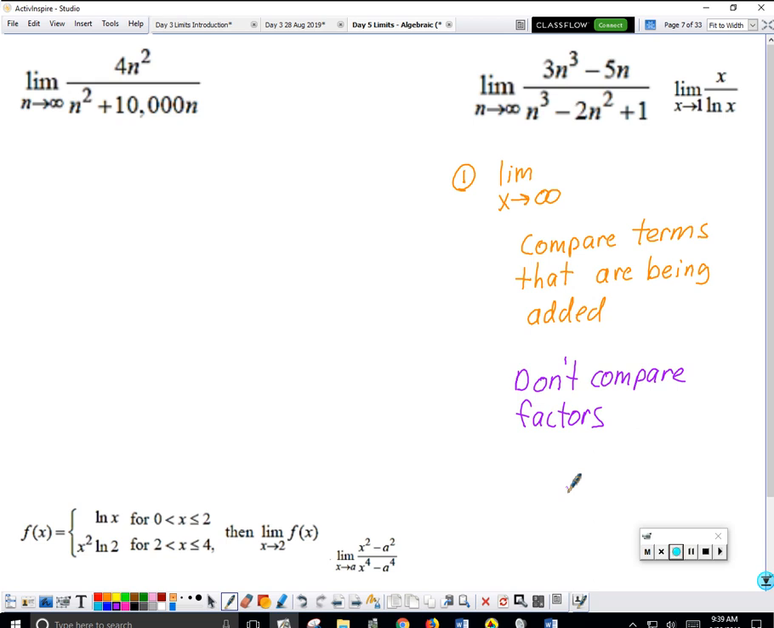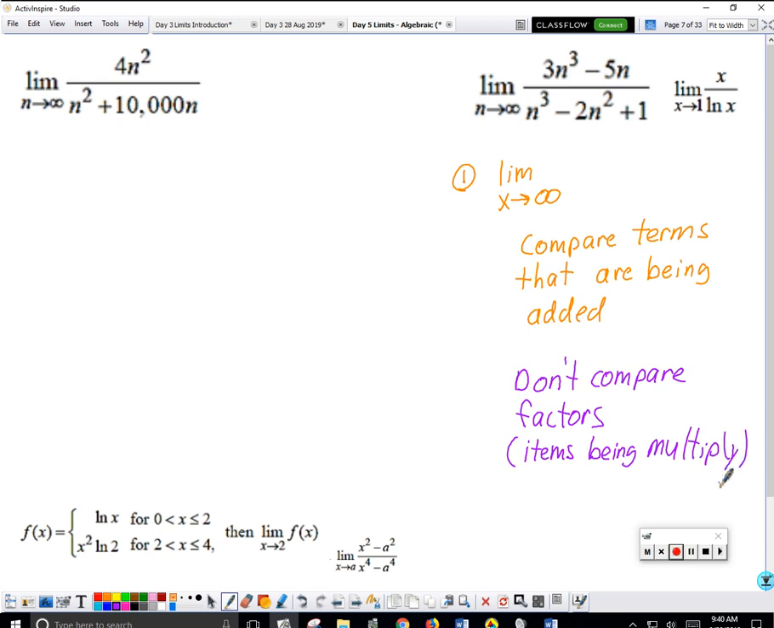Okay, so I look up here. The numerator is just 4n squared, so nothing is being added. These two things are being multiplied, but I don't compare things that are multiplying. That's what a factor is. So don't compare factors, items that are being multiplied. What do you mean compare? I'll show in a second. Good question.